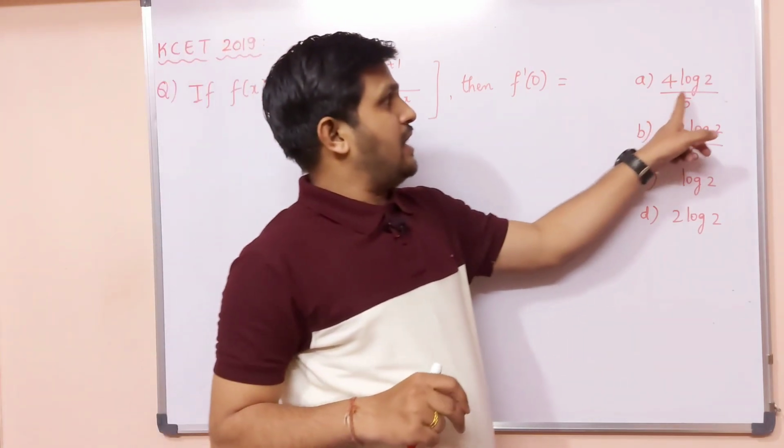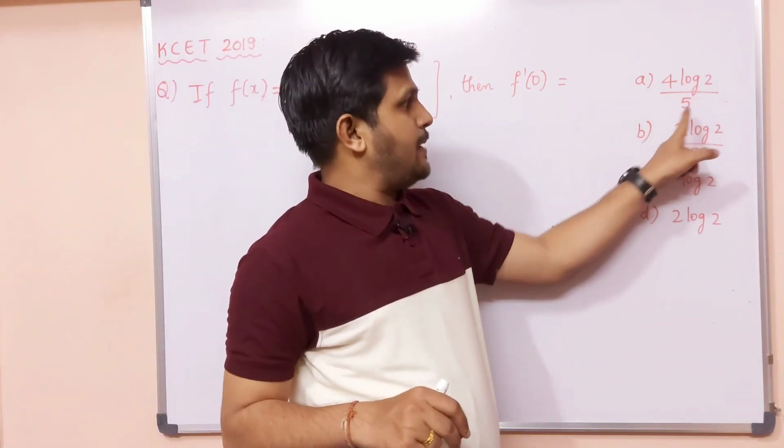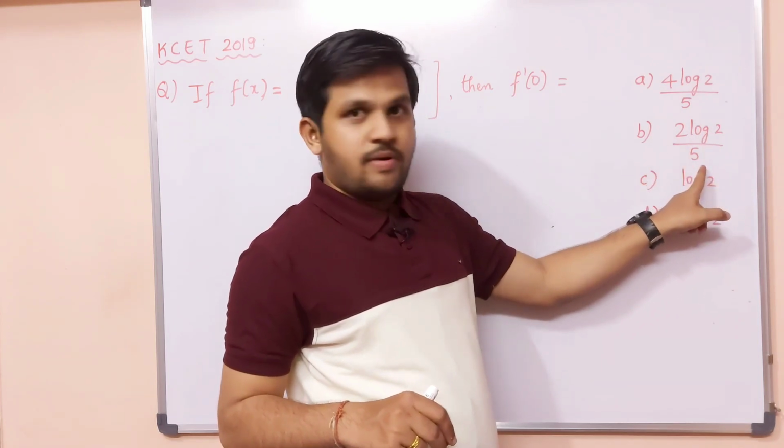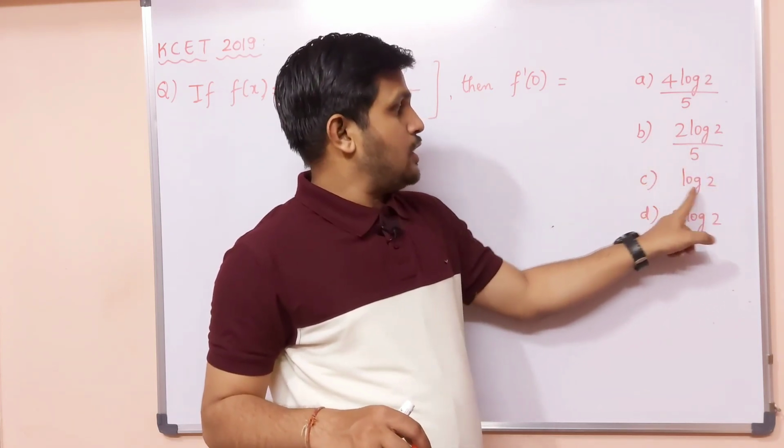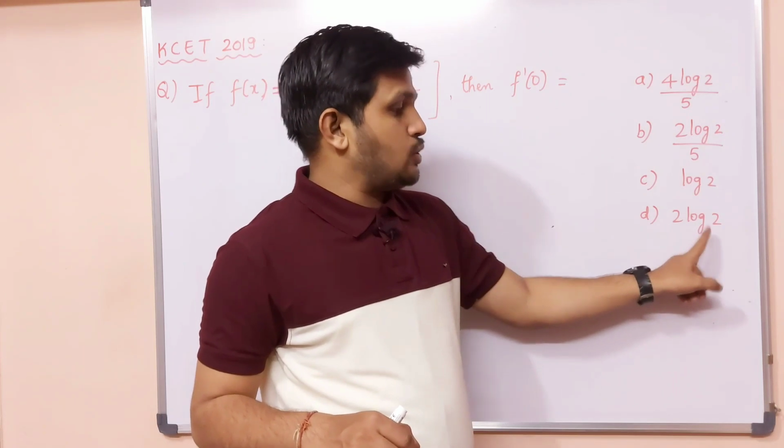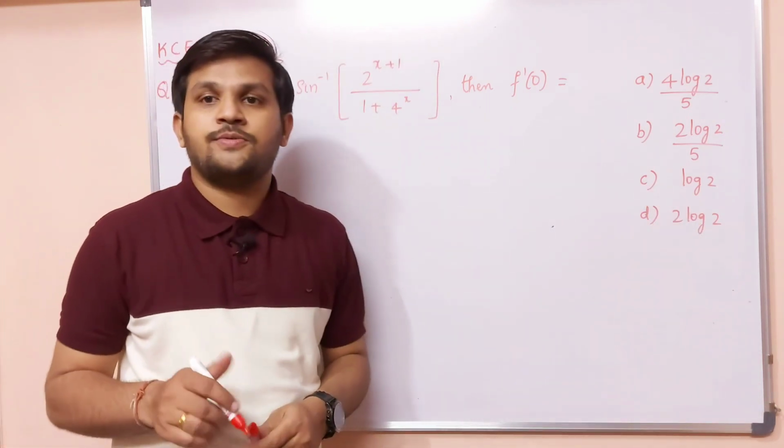Look at the options: option A is 4 log 2 divided by 5, option B is 2 log 2 divided by 5, option C is log 2, option D is 2 log 2. So let's find out.